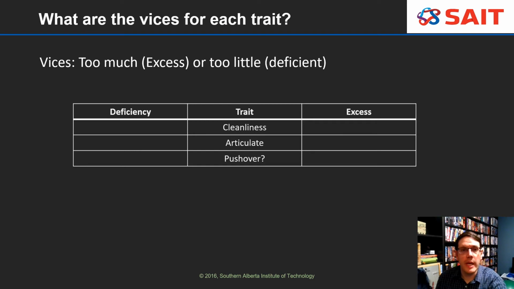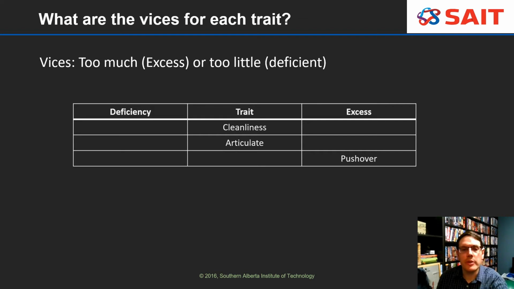So next, we have to figure out what the vices are for each trait. The vices are the excess, which is too much, or the deficiency, which is too little. I've set up a chart here to organize this. So the traits that we're trying to figure out are cleanliness, being articulate, and being a pushover. Now the thing about being a pushover is that it doesn't look like a neutral trait. In fact, it looks like an excess, being too much of something.